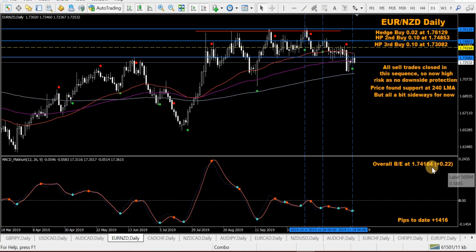And that's what I'm plus 0.22 long. You can see the MACD is below the zero level. I was hoping today it'd pop up and just go through there so I can at least get out of this. So it's high risk at the moment. I've got no protection to the downside.